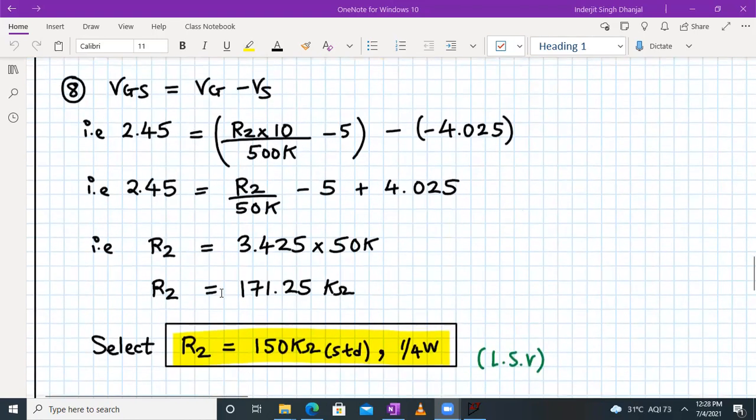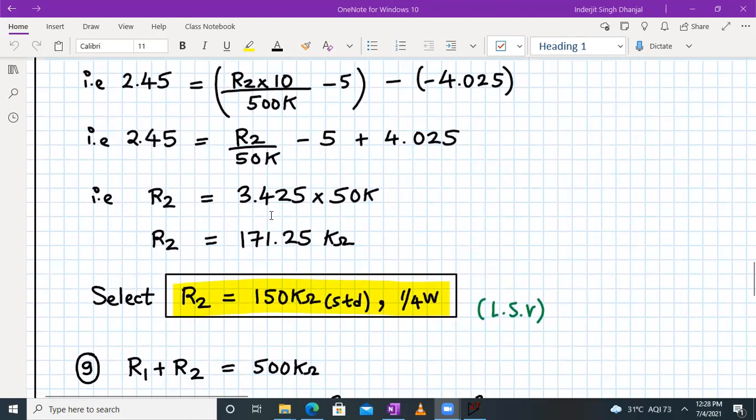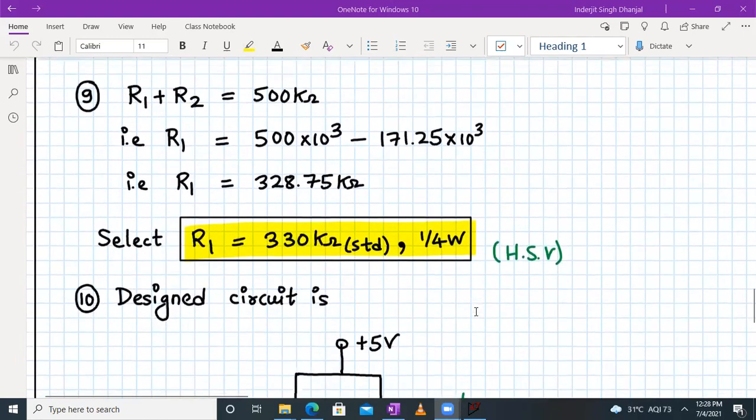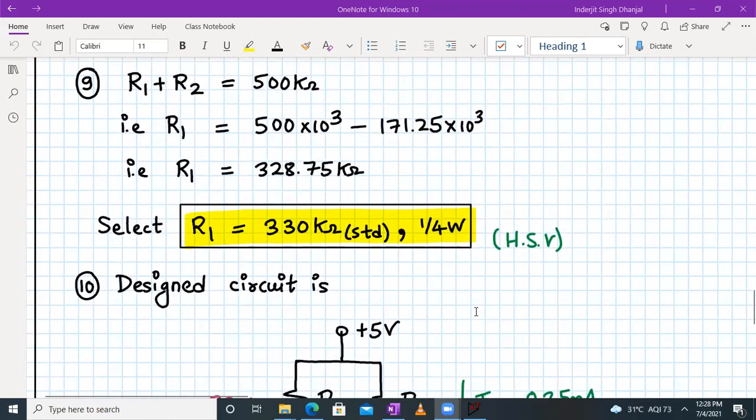If you rearrange the terms and calculate using a calculator, you will get the R2 value as 171.25 kilo ohms. We select a lower standard value of 150 kilo ohms, quarter watt. Next, R1 plus R2 is given as 500K, so the R1 value will be 328 kilo ohms. We select a higher standard value for R1, which is around 330 kilo ohms standard value.